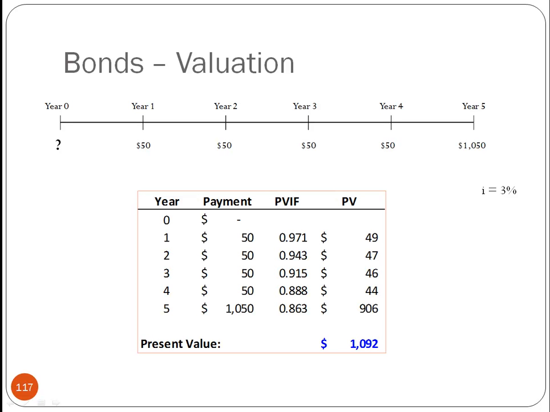So we can bring up our spreadsheet, and I'm just going to bring it all up at once. Of course, the main thing that changes is this present value interest factor column. And now our present values are all a little higher. We value things in the future more highly, and we're willing to pay almost $1,100, $1,092 for this promised cash flow stream.